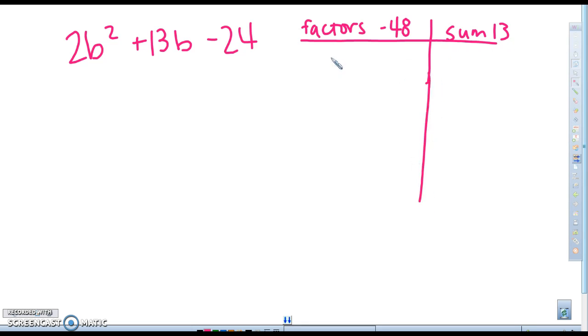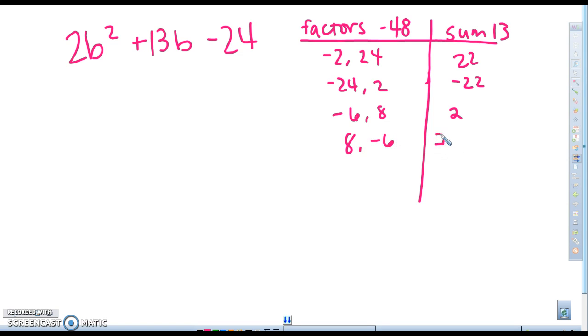I myself did not know what would work here, so I tried the usual ones like negative 2 and 24, but that gave me 22. And it didn't really help if I tried it the other way, because that just gave me negative 22. Negative 6 and 8 gave me 2. Again, if I try it the other way, it did not help. So I'm running out of factors that I know off the top of my head. And that's okay. You may need to experiment a little bit.